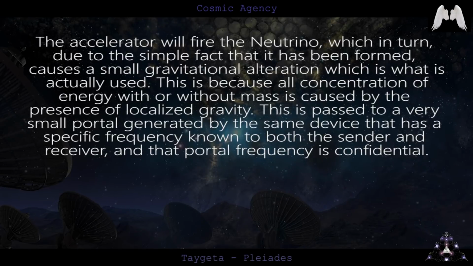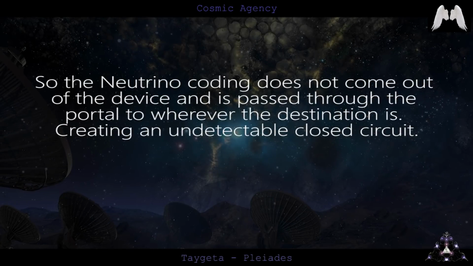The accelerator will fire the neutrino, which in turn, due to the simple fact that it has been formed, causes a small gravitational alteration, which is what is actually used. This is because all concentration of energy, with or without mass, is caused by the presence of localized gravity. This is passed to a very small portal generated by the same device that has a specific frequency known to both the sender and receiver, and that portal frequency is confidential. So the neutrino coding does not come out of the device and is passed through the portal to wherever the destination is, creating an undetectable closed circuit.